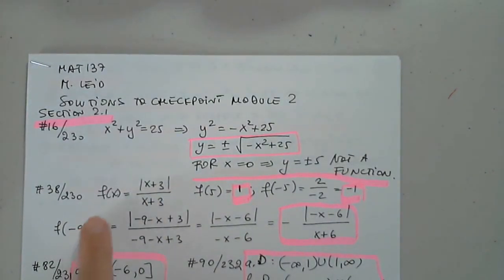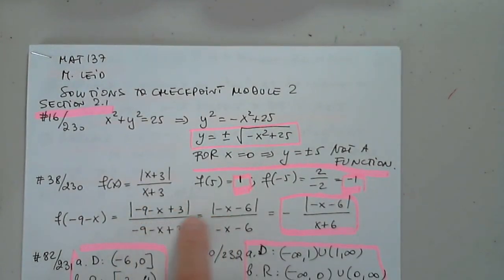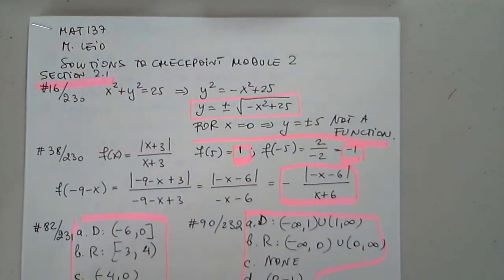Here all we have to do is just replace x with negative 9 minus x: negative 9 minus x plus 3, and the same negative 9 minus x plus 3. We simplify the numerator as negative x minus 6, and the denominator is also negative x minus 6. We can pull out a negative in front of the fraction line and change these into x plus 6, or we can leave it as is. There are ways of simplifying this, but that's fine.